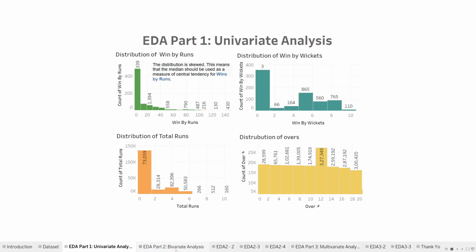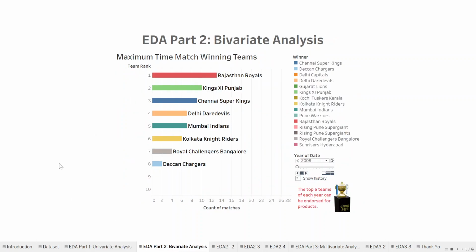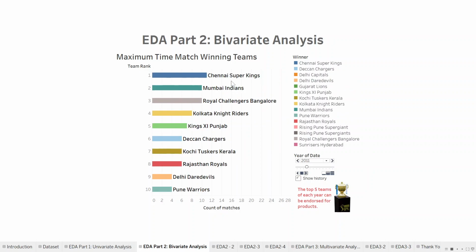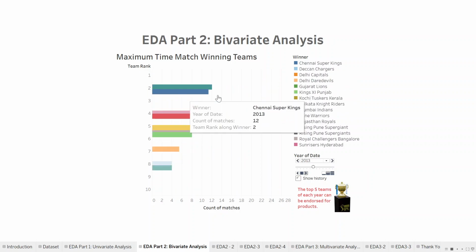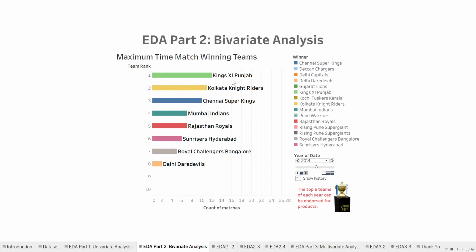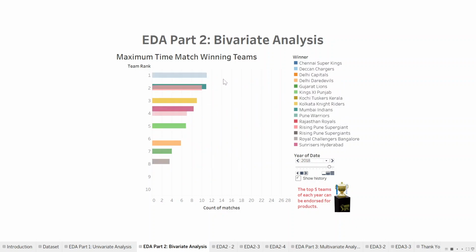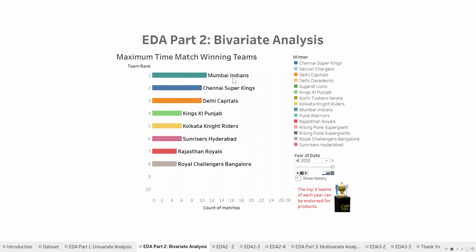So that's it. Now coming to the EDA part 2, that is the bivariate analysis. Here I did some analysis on the rankings of the teams over those years. So starting from 2008, I'll be running this animation and showing you. As you can see, the rankings are changing. Sometimes Mumbai Indians are at the top, sometimes Chennai Super Kings, and then again sometimes Sunrisers Hyderabad, again Mumbai Indians, Chennai Super Kings, and that's it.